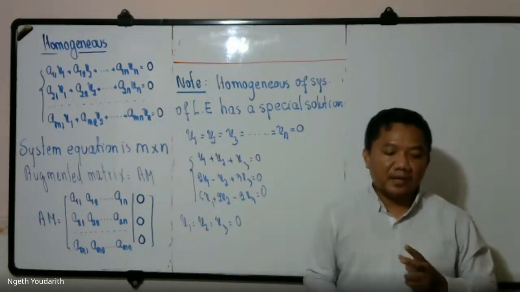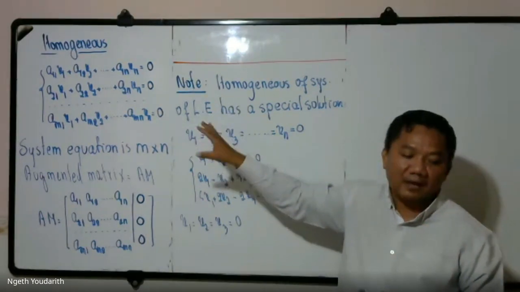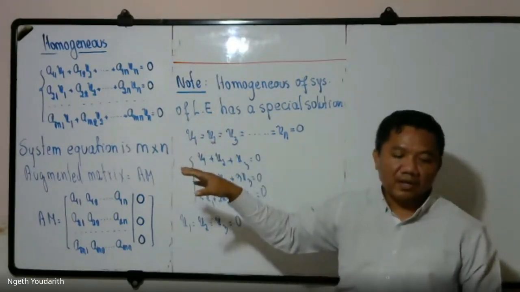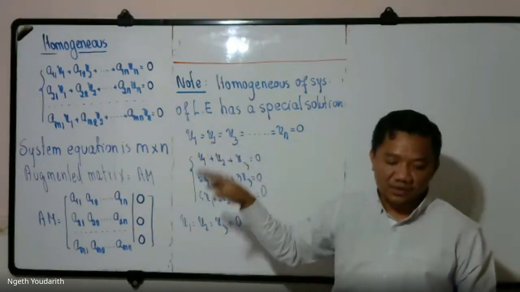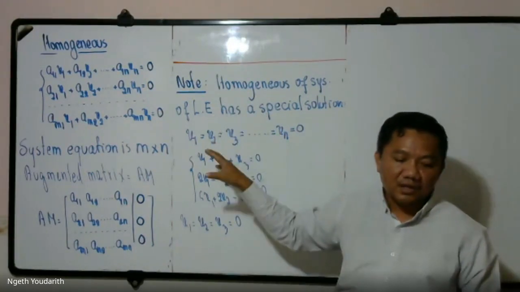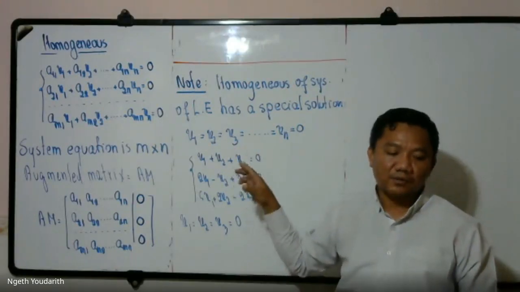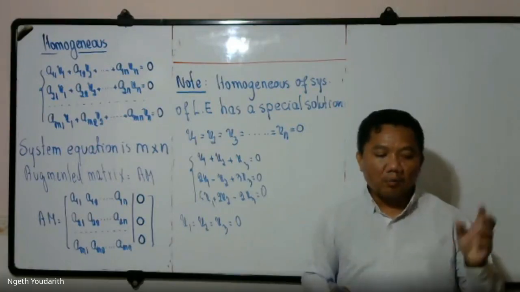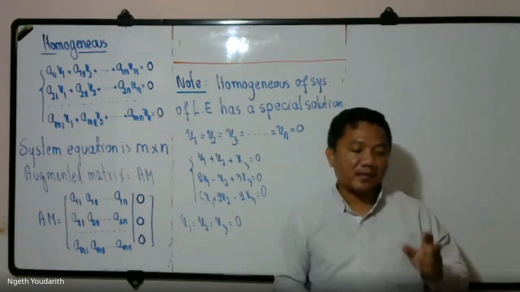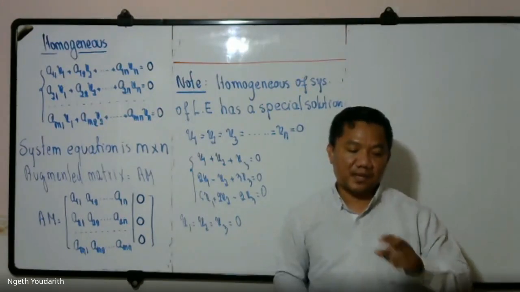So please remember this point: a non-homogeneous system of linear equations sometimes has one solution, sometimes has infinitely many solutions, and sometimes has no solution. But a homogeneous system of linear equations always has a solution, at least one solution. Please remember, a homogeneous system of linear equations has at least one solution, and never has no solution.